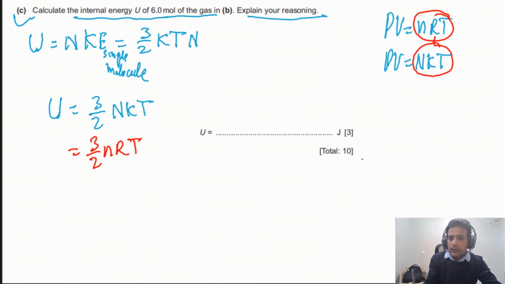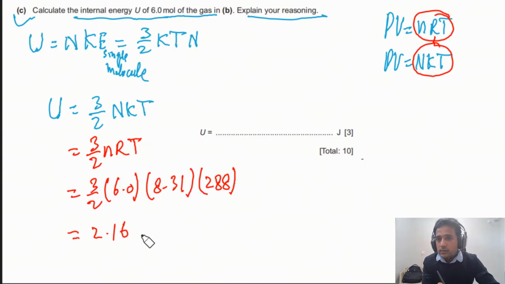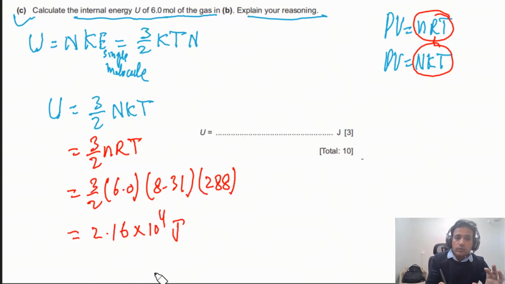Now simply we need to plug in values and we can find out the value of internal energy. So we have 3/2, the number of moles we have is 6.0, and the value of the universal gas constant is 8.31, and the value of temperature we found in the last part. We need to use the exact value, that was 288. If we solve this, we will get 2.16 times 10 to the power of 4. So this is our final answer. This is how you need to answer.